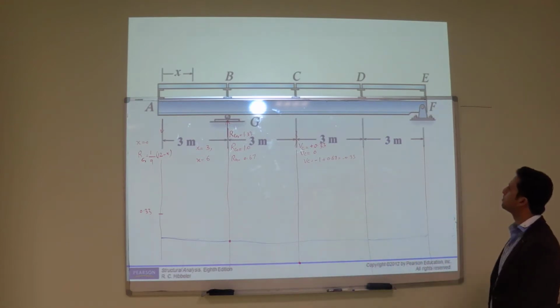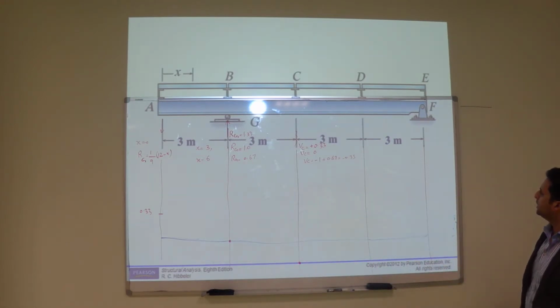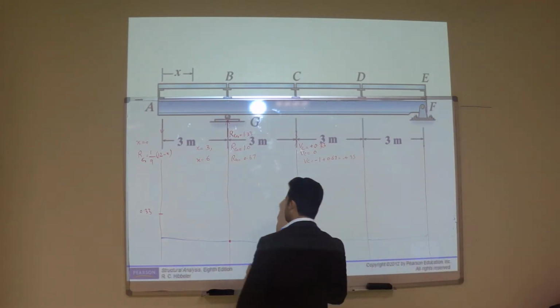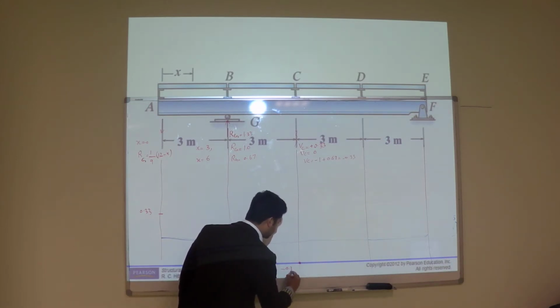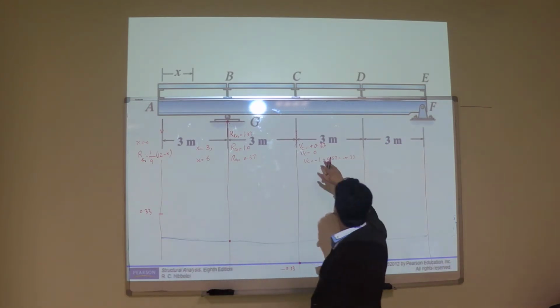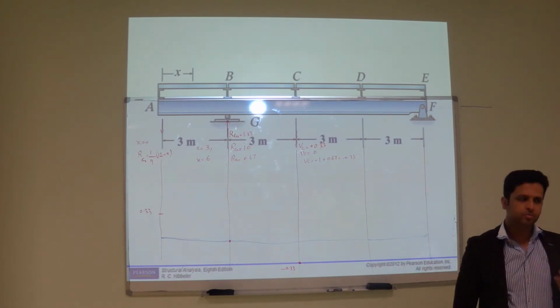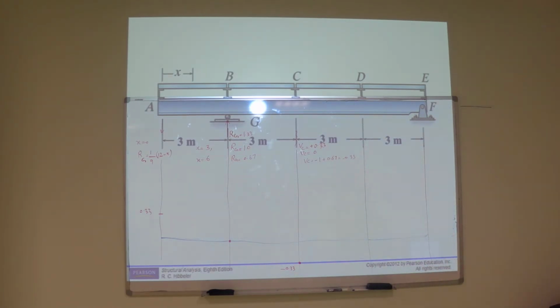And now what about point D? When the load is at this point, you have minus 0.33. And now when the load is at point D, what will happen? RG would be 0.33, 1/3. So minus 1 plus 0.33, it would be minus 0.67.